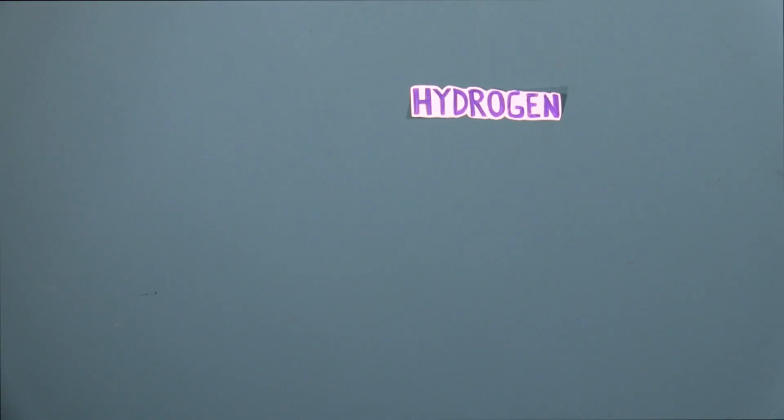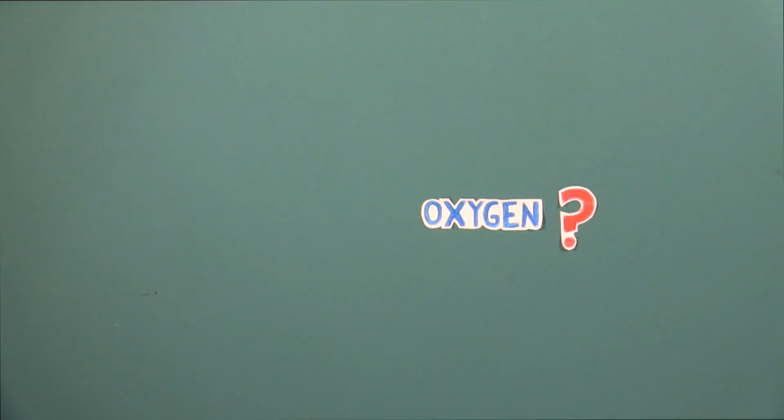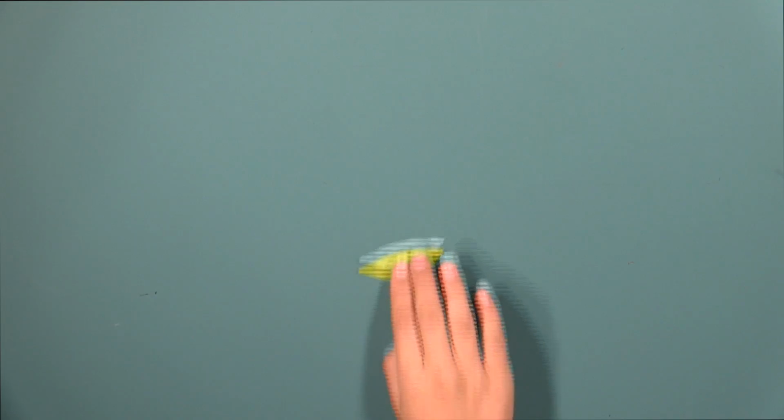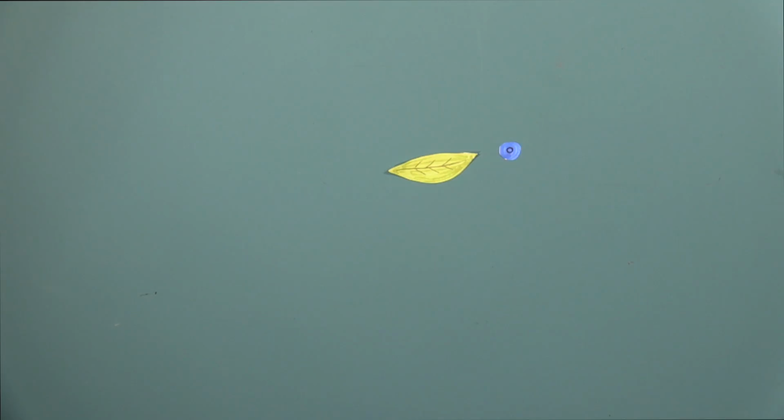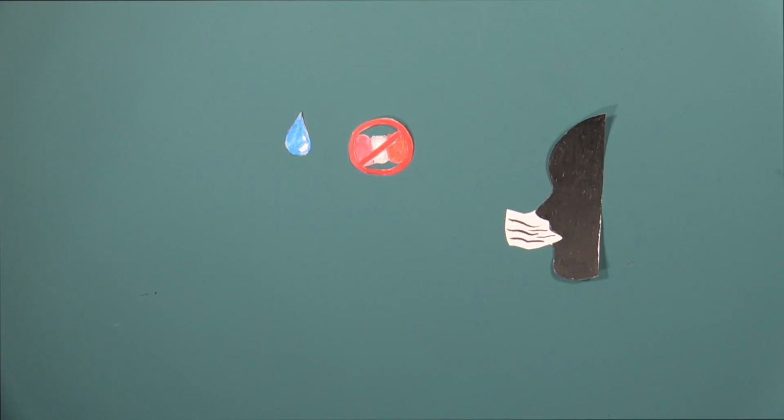Once the oxygen and the hydrogen are separated, what happens to the oxygen? The plant doesn't need the oxygen, so it releases it. And that oxygen that the plant releases is the one we breathe. So that means that the oxygen we breathe originally comes from the water and not from the carbon dioxide.